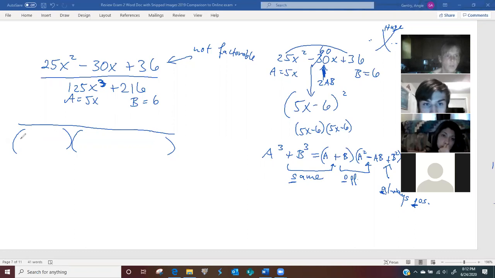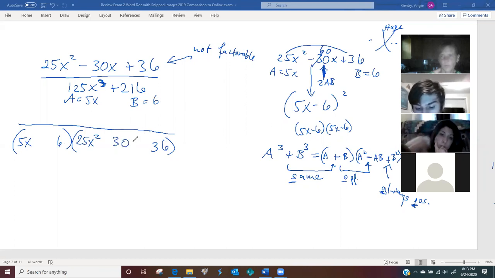And then you say, okay, there's an A here, and then there's an A squared here, which 5x quantity squared is 25x squared. Then there's a B here, and there's a B squared here. 6 squared is 36. This is AB. So I always label my A and my B so I know what's going on. 6 times 5x is 30x. And then we use SOAP, same, opposite, always plus, and guess what? That's the numerator. Oh my. Okay, so yeah, that made it a lot easier.